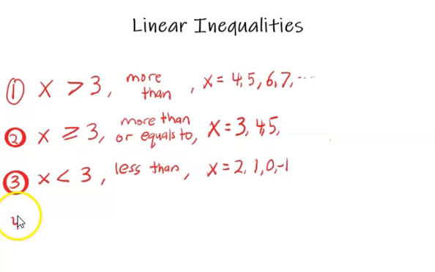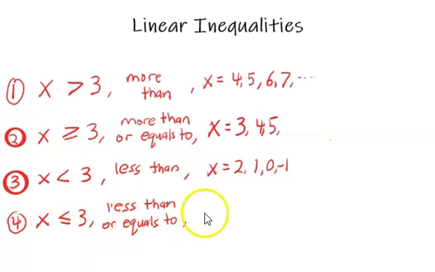Okay, now number 4, the last sign that we are going to learn, is less than or equals to. So here x can be 3, starting with 3, then you reduce it: 2, 1, 0, -1, -2 and so on.